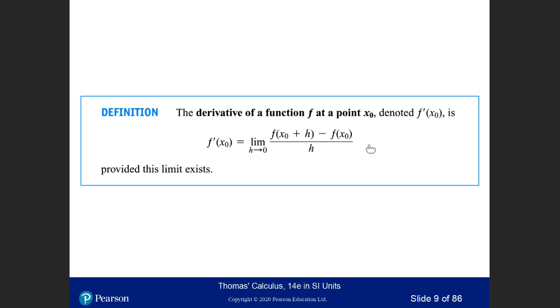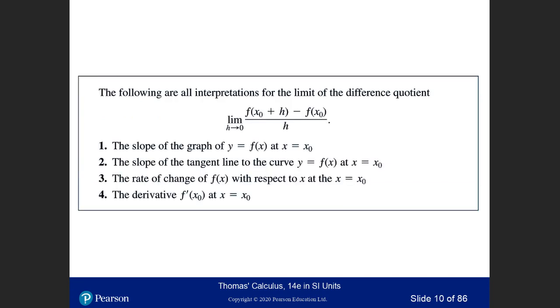Now, if this limit exists, then you say that the derivative of a function at x of 0 is whatever value you get here after taking the limit. So the derivative of a function, slope of the tangent line, or slope of the curve, given curve at a certain point, are the same thing. Let's now continue.